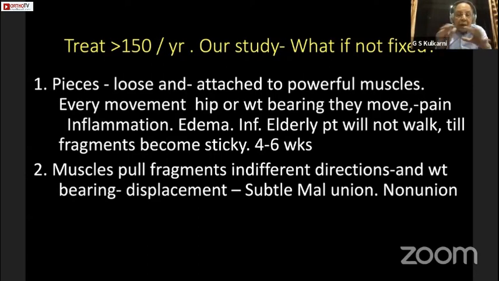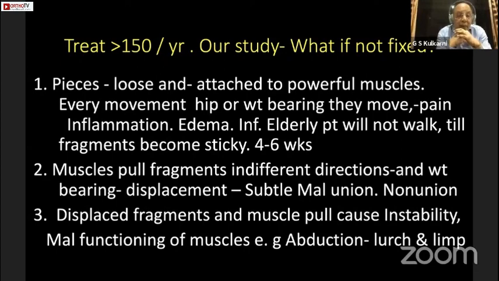Muscles pull the fragment in different directions, and weight bearing causes displacement, subtle malunion, complications, and even sometimes a non-union. Displaced fragments and muscle pull cause instability. Malfunctioning of the muscles is also an issue. For example, if there is an avulsed greater trochanter, the fragment is displaced upwards and medially, causing abductor muscle weakness, which causes a lurch and a bad limp.